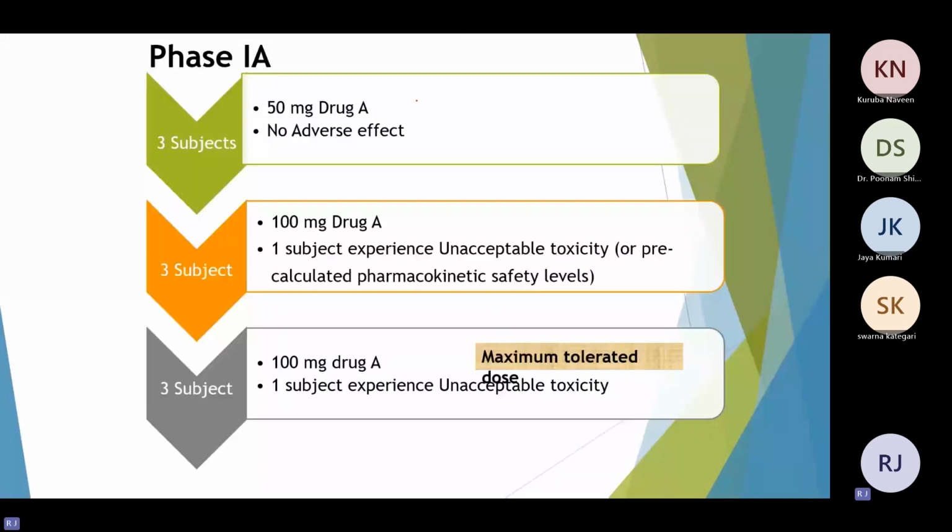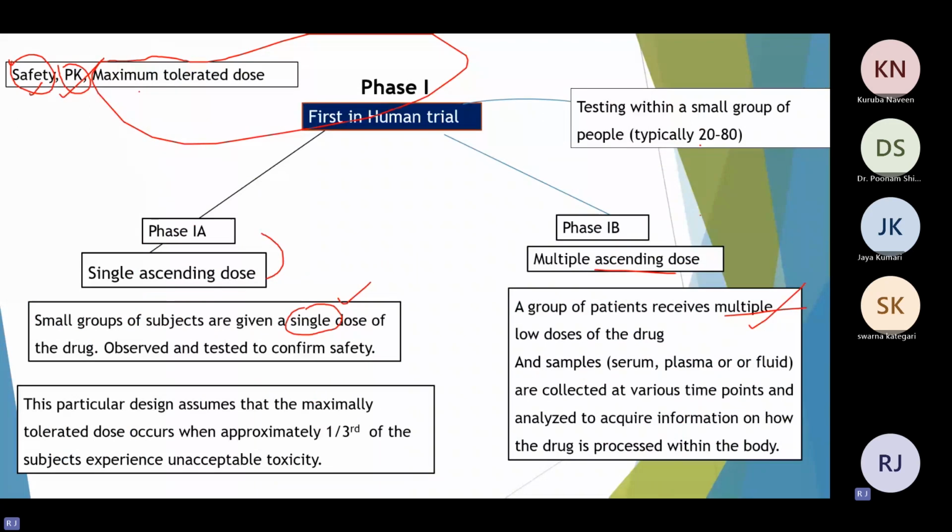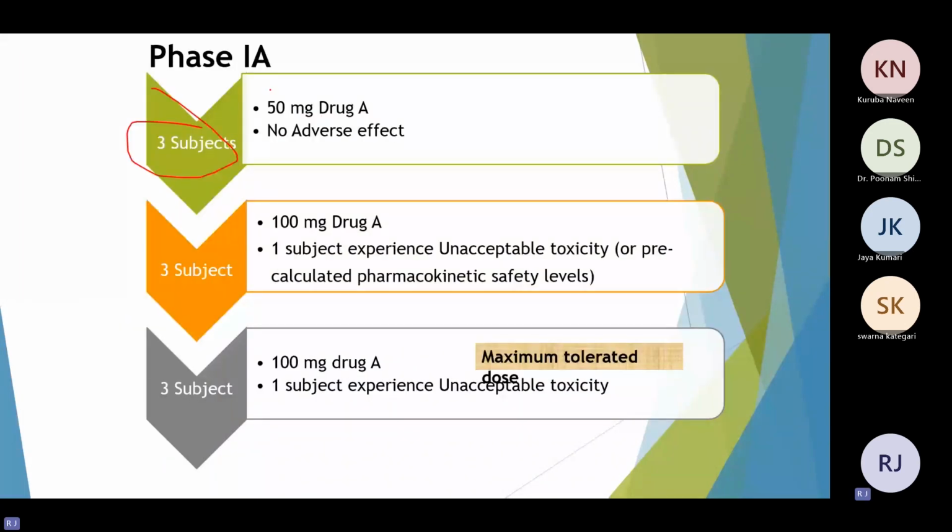For example, for phase 1A, three subjects. I have just chosen three subjects. However, in phase one, we choose 20 to 80 subjects. Just for simplification, I have chosen three subjects here. Okay, so we are giving 50 mg of a drug. We have seen there is no adverse effect on the subject's body. Whenever I say subject, it is nothing but patients.